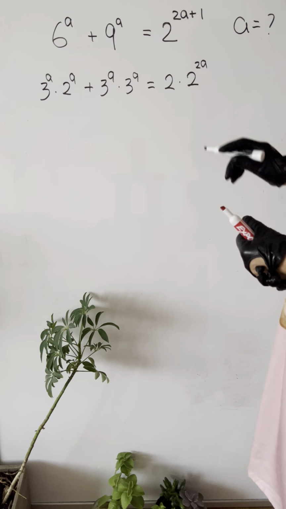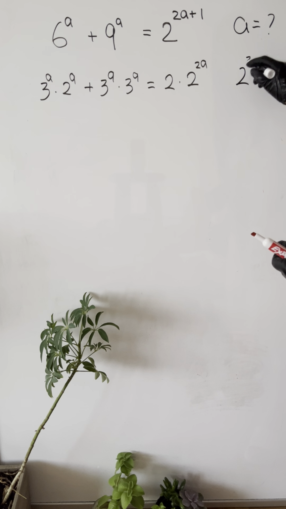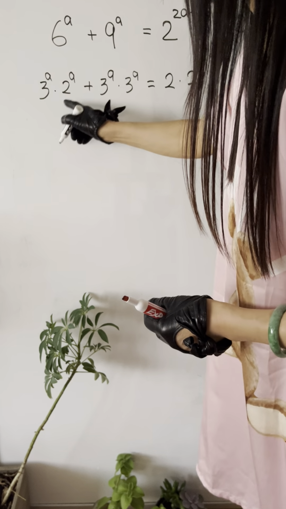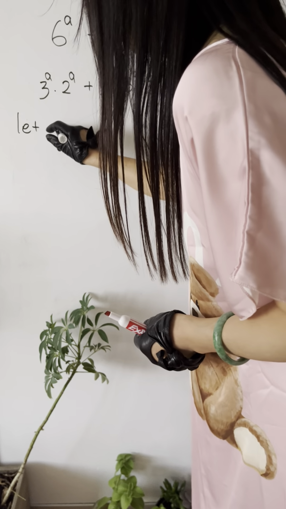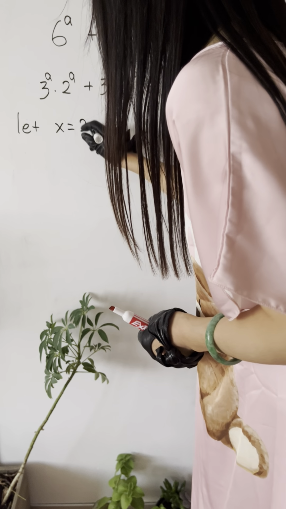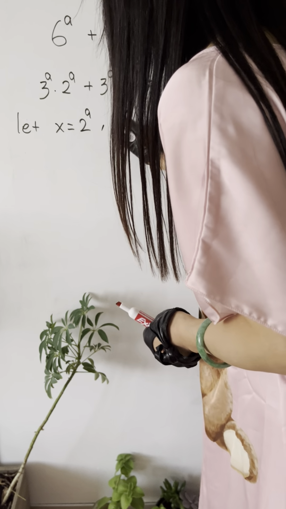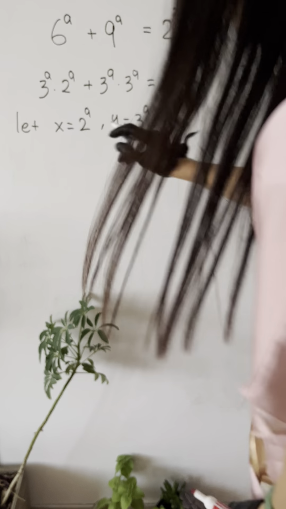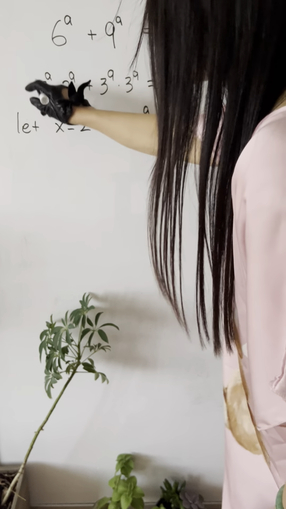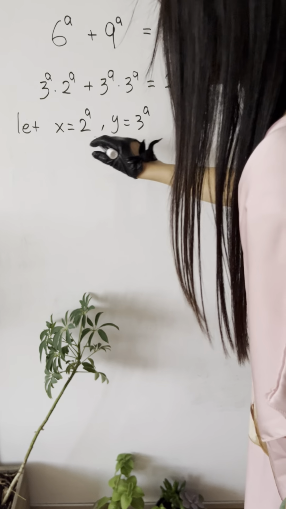Right, 2 raised to 2a, we can write as 2 raised to a, squared. Now usually it's too much to look at the 3 raised to a, 2 raised to a, so what do we do? We use dummy variables. We say let x equal 2 raised to a, let y equal 3 raised to a. Then we rewrite this equation in terms of x and y.